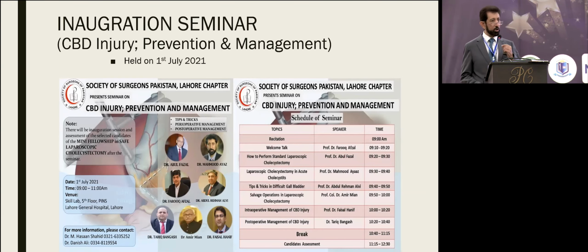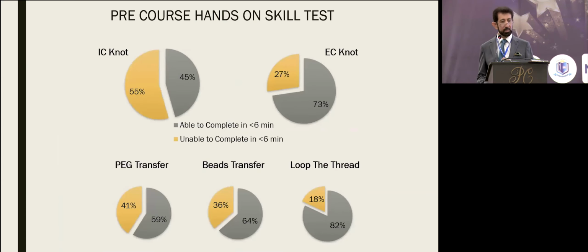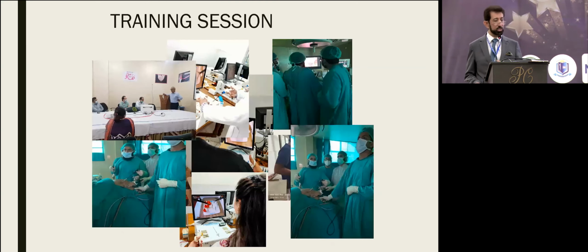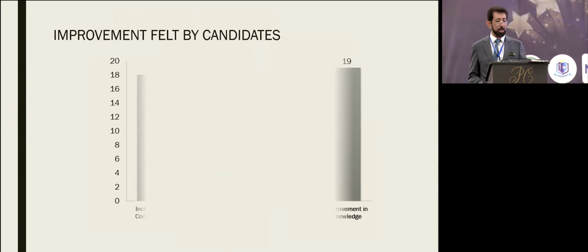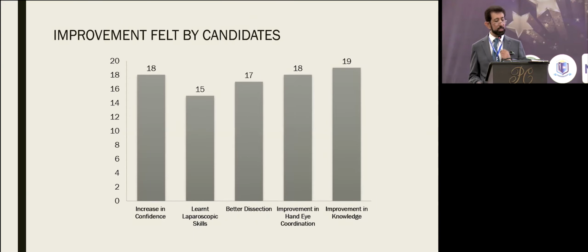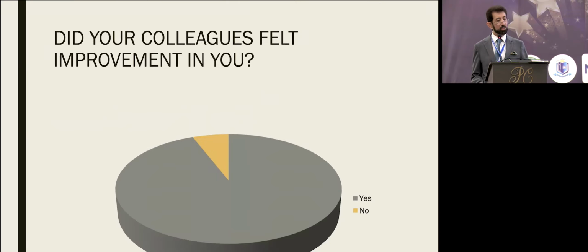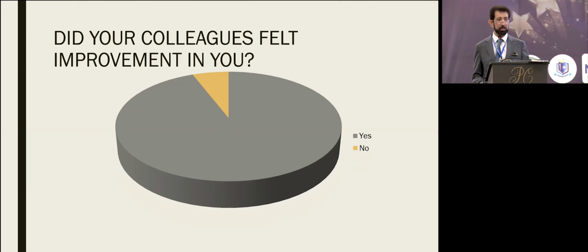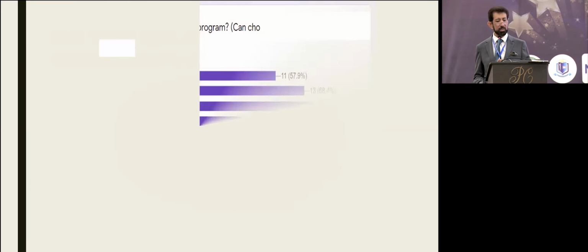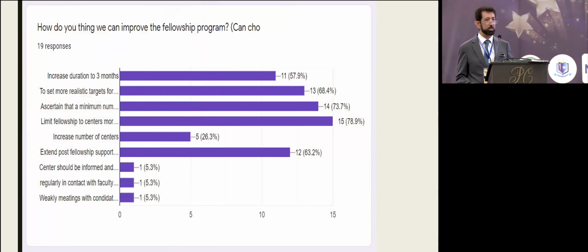And then we had an inauguration seminar. We first told them what the flaws are, then proposed the changes and how it is to be done, had them pre-tested as well, and then conducted the skills courses with them. And this was the improvement felt by the candidates under 5 areas. And this improvement was felt by their peers as well. And we asked them what else they think could be done.